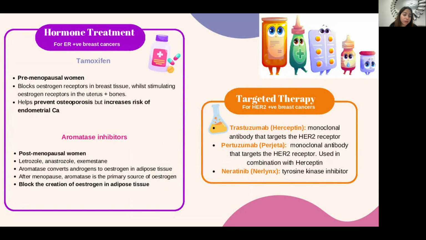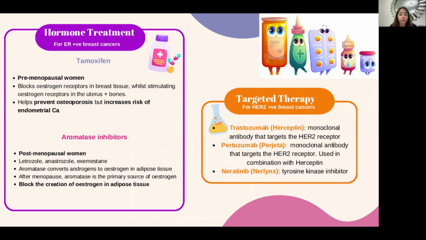And then moving on to hormonal treatment. So these are sort of targeted at those receptors that I mentioned earlier. The hormone treatments are for the estrogen receptor positive breast cancers. And we've got tamoxifen, which is a selective estrogen receptor modulator, or SERM. It's usually used in premenopausal women, and it works by blocking the estrogen receptors in breast tissue while simultaneously stimulating the estrogen receptors in the uterus and the bones. So that's how they work.